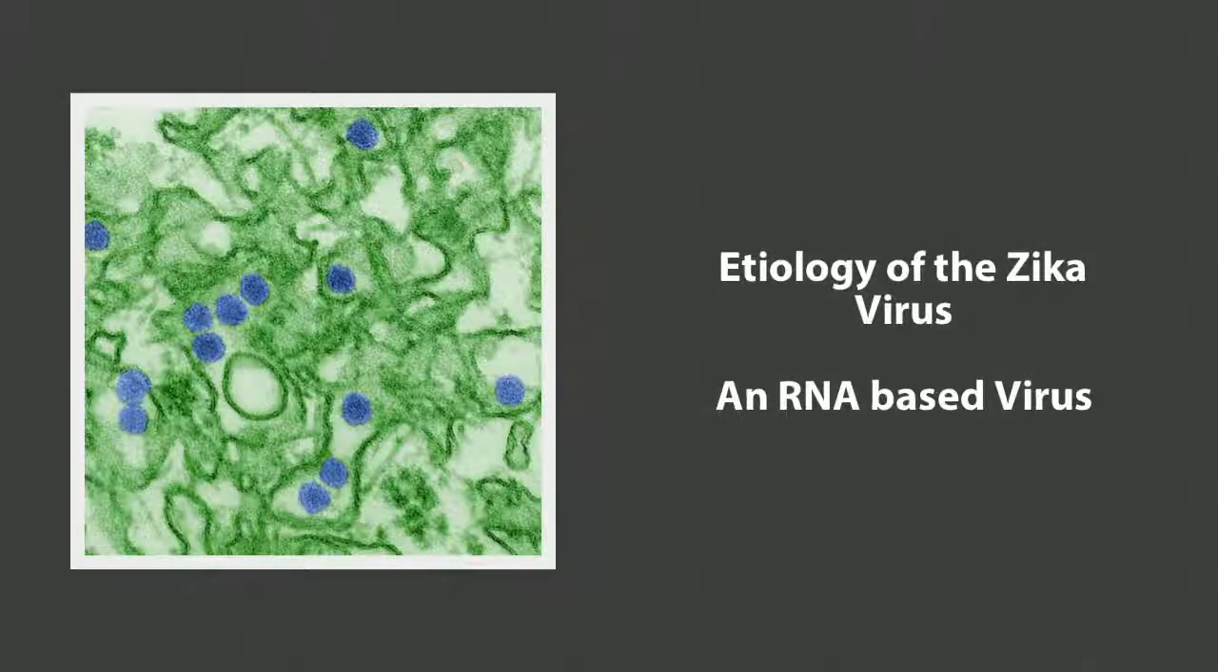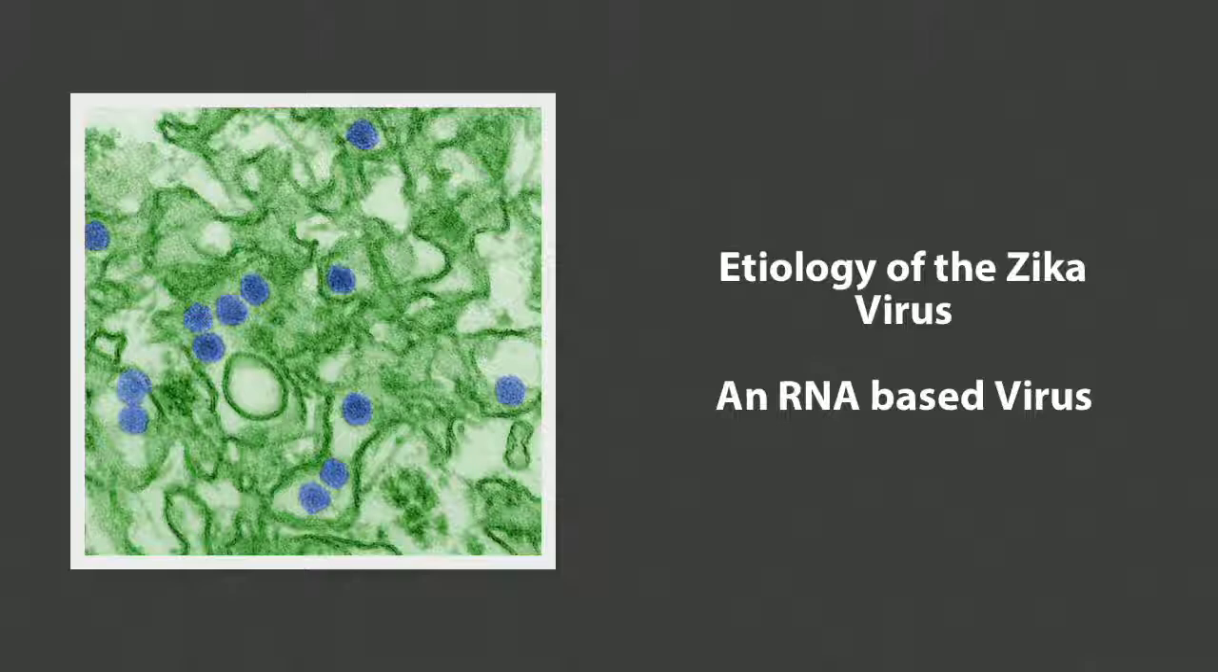My name is Tim Krager, and I'm going to be talking about the etiology of the Zika virus. Just some basic background. The Zika virus is a mosquito-borne flavivirus, which is closely related to the dengue virus. It was first isolated from a rhesus monkey in the Zika forest in Uganda in 1947, then in mosquitoes in the same forest in 1948, and then finally in humans in Nigeria in 1954.